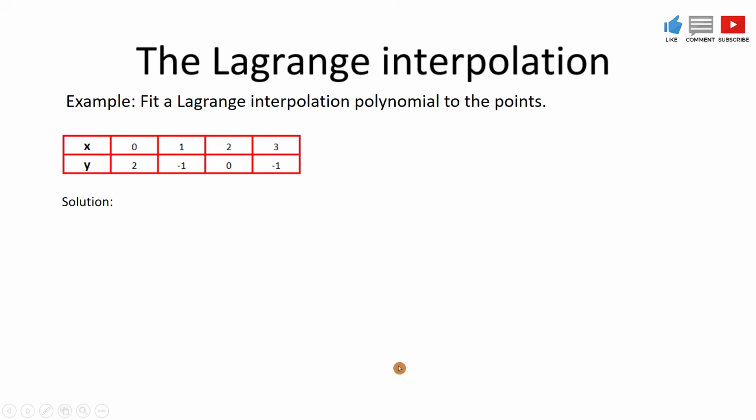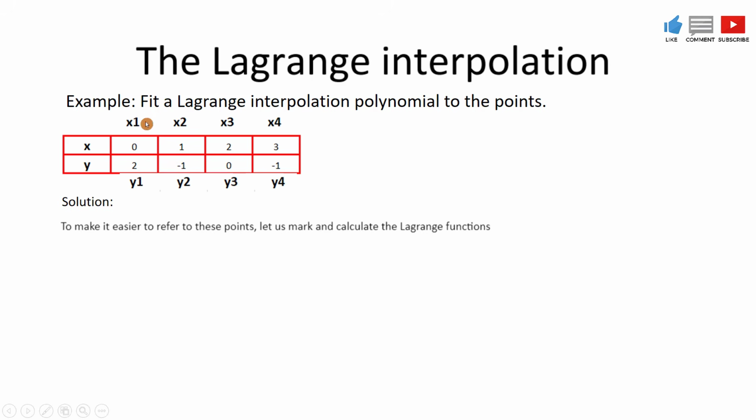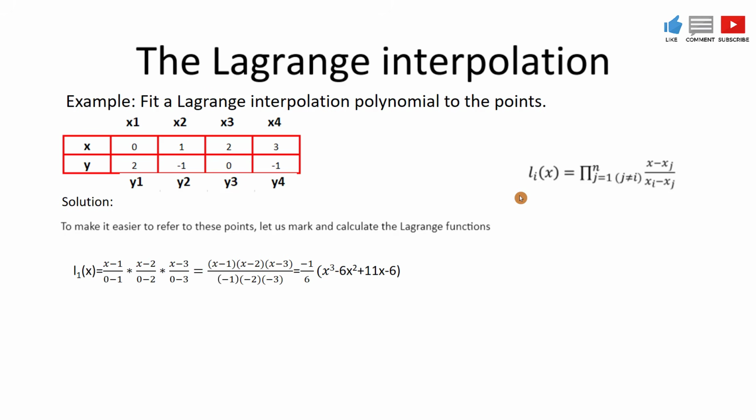Okay, that is x1, x2, x3, x4, and also y1, y2, y3, y4. Let's find the Lagrange functions at first. That's the formula for Lagrange functions. We have 4 Lagrange functions, so we have to find the 4 Lagrange functions first.